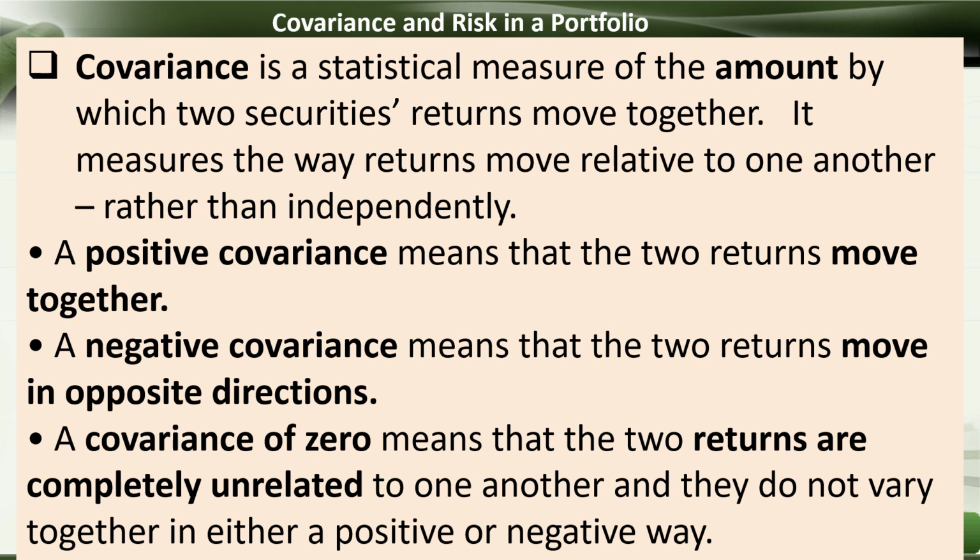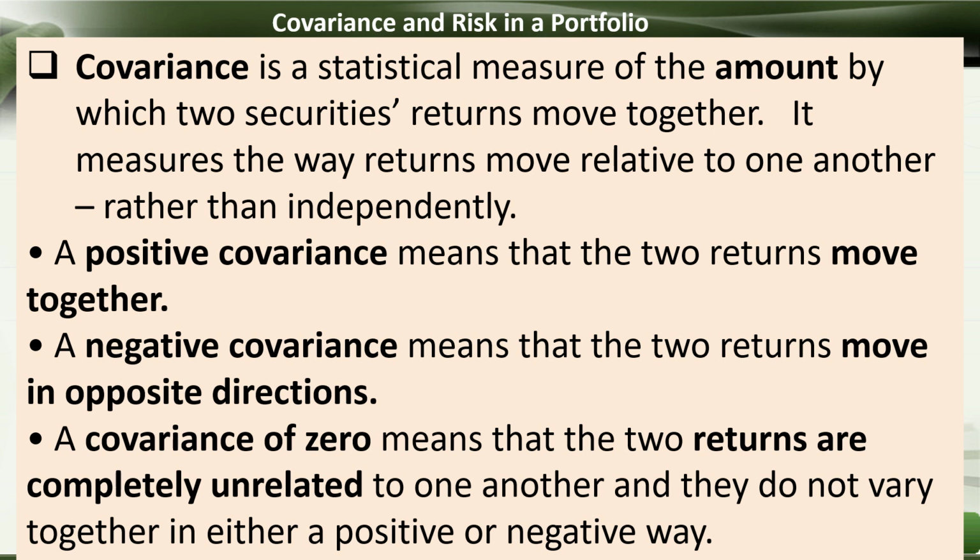What is covariance? It is a statistical measure of the amount by which two securities' returns move together. So if there are security A, investment A and investment B, and their measures are moving together, what is the covariance if one moves, and what is the effect on the other? That is how we are going to study it. It measures the way returns move relative to one another rather than independently.